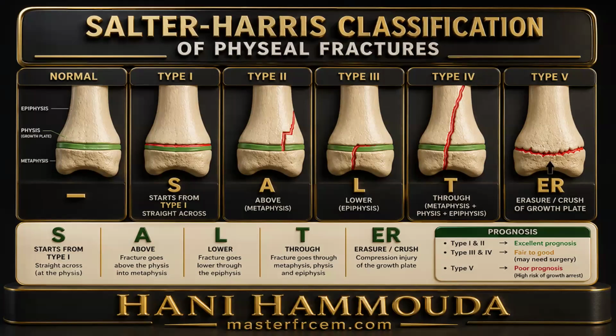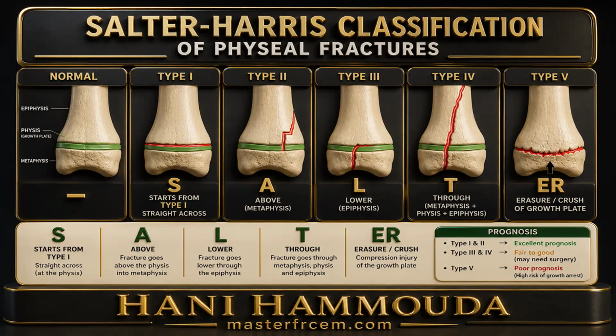For the Salter-Harris fracture, we start with the normal one. A normal patient has the growth plate, physis, metaphysis, and epiphysis. Salter type 1 means slip or straight across. If there is a fracture, if you can see the red mark, if the fracture is straight across, or the gap is at the physis, it's called a type 1 fracture, straight across or slip.